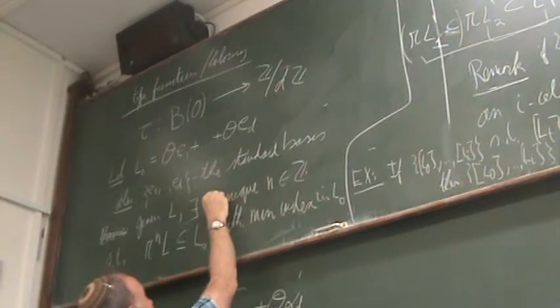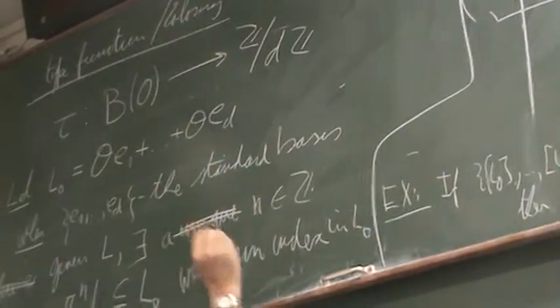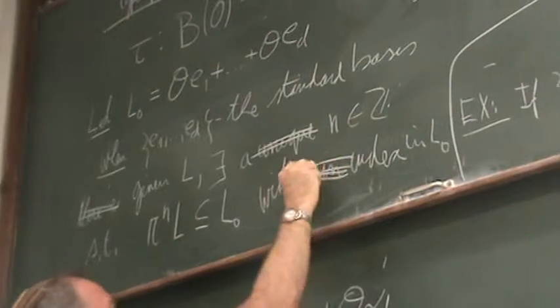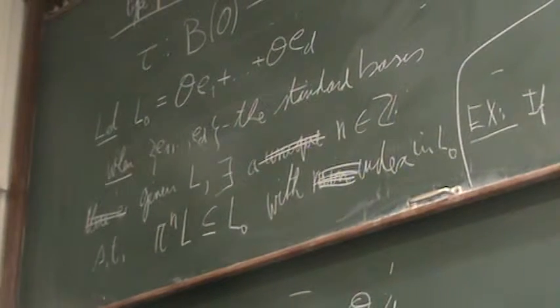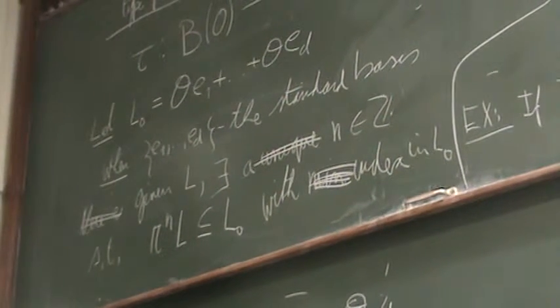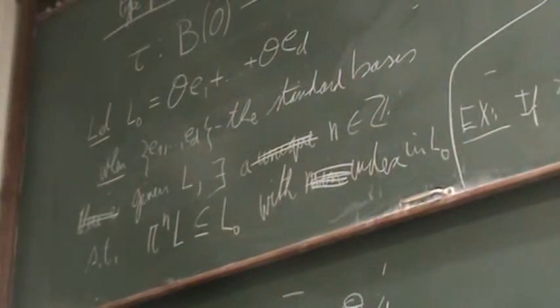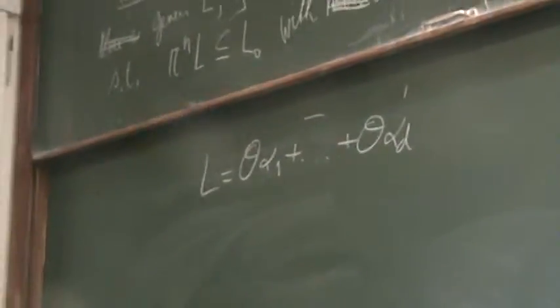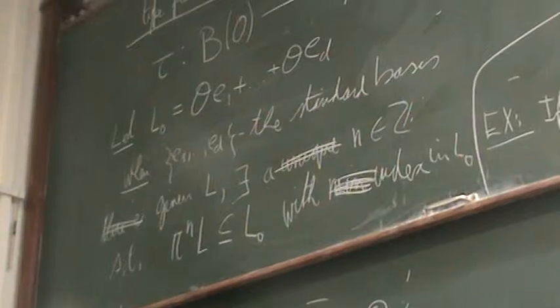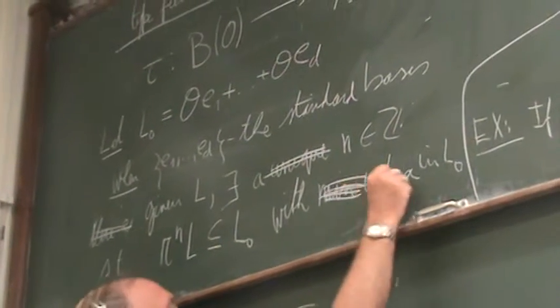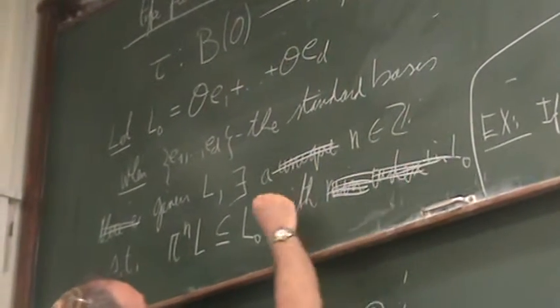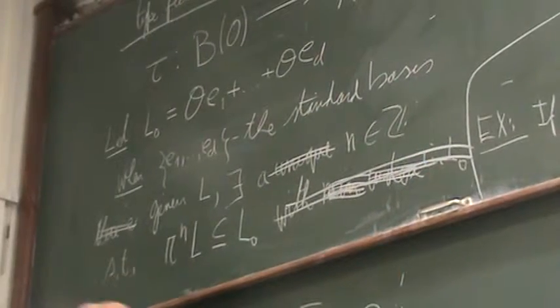There is, later on I'll say, not minimal. Let's start with this. For the definition of tau, I don't need to have a minimal. I will say in a minute about the minimal. But there exists n such that it's inside L0. First of all, there exists, that's clear.